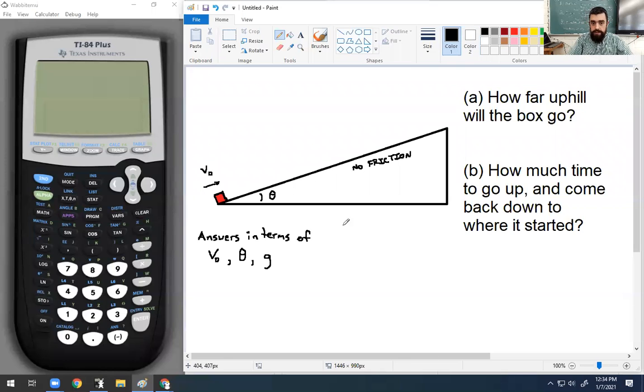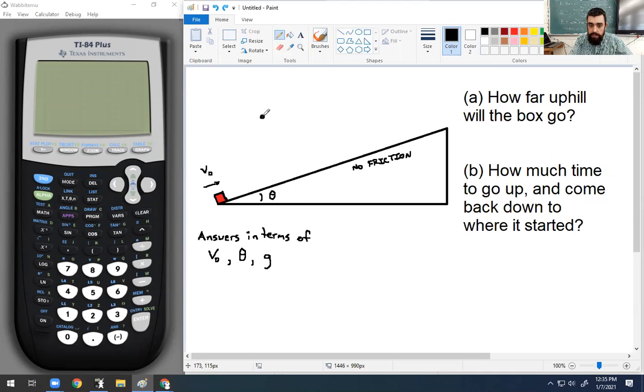Okay, so here is the solution. How far will the box go uphill? That's kind of like a delta x. So we're looking for delta x, or a distance. You could call it d, but in the equations that you guys know, it's listed as delta x. So first we have to know, what's the acceleration of this box?